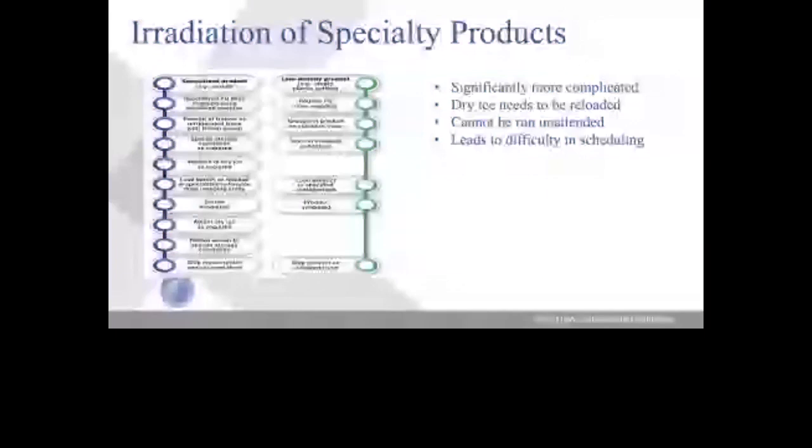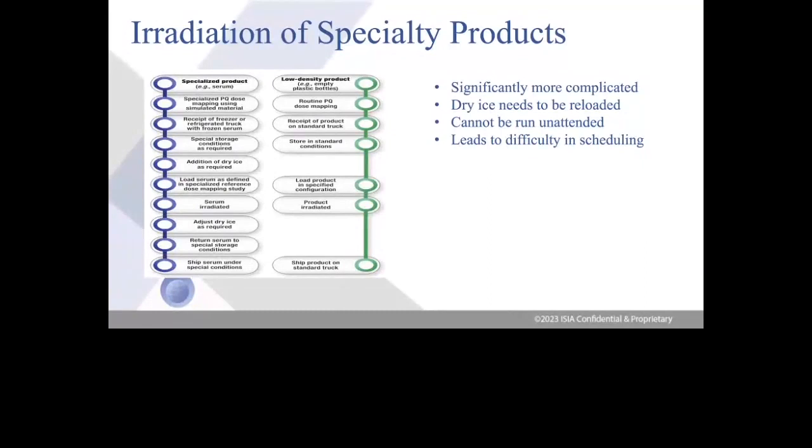So it's more complicated, largely because of the dry ice and the fact that it has to stay really cold. And that means it cannot be run unattended. If you're irradiating bottles, you can load things up and go home for the weekend. If you're irradiating serum, somebody has to be there. And that can lead to difficulty in scheduling. It's not always amenable for the irradiator to stop everything in the middle of a week to do a run of serum. So that can lead to some longer lead times than you would want.